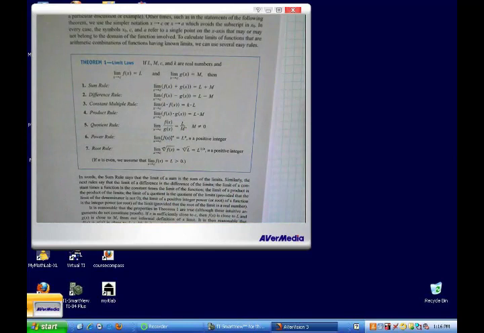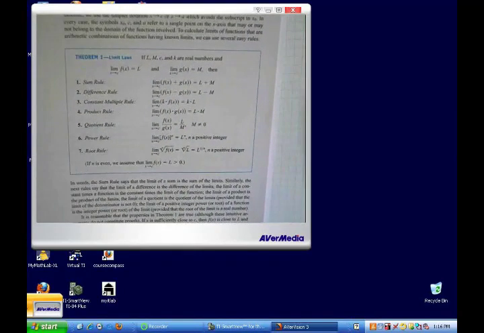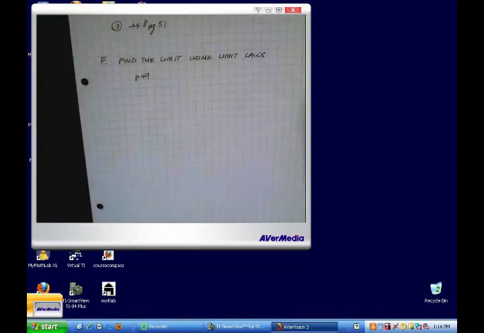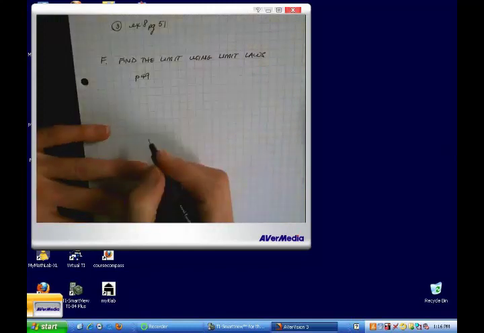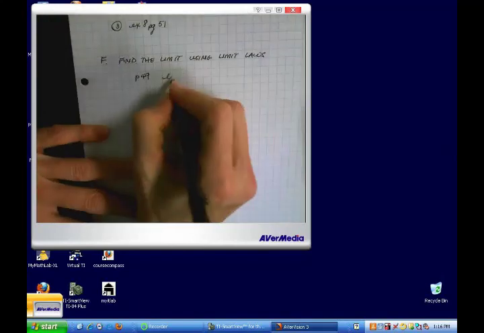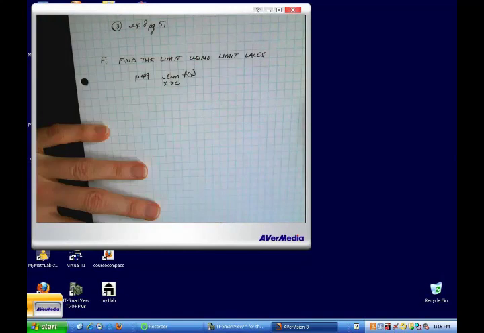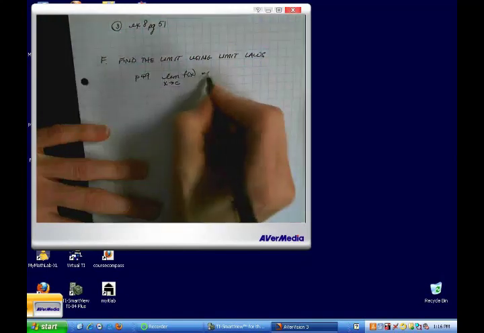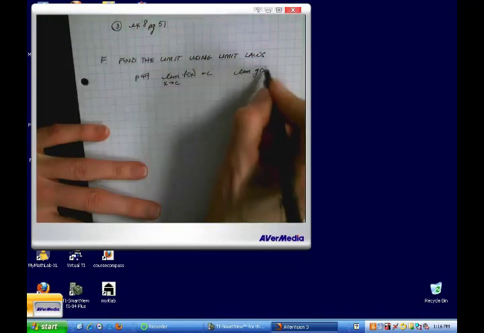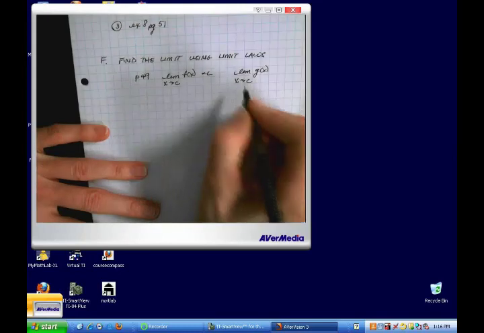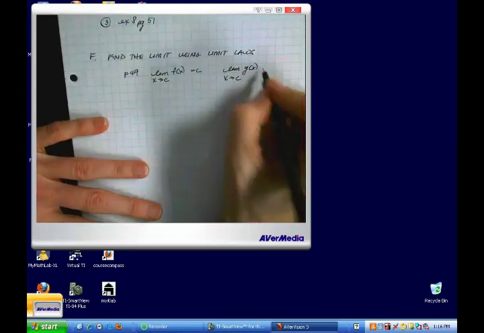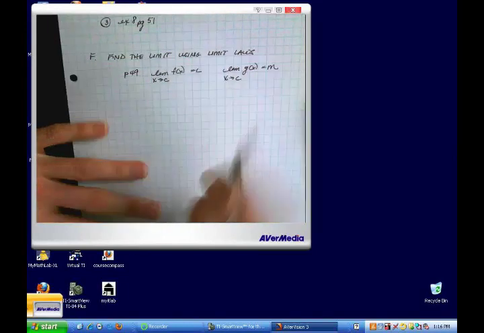Okay, so this does make sense. Let me see if I can show you how the first one makes sense and how easy this really is to apply. We're going to assume that the limit of f of x as x is approaching some x value, say c, equals L, and the limit of g of x as x is approaching c is M.